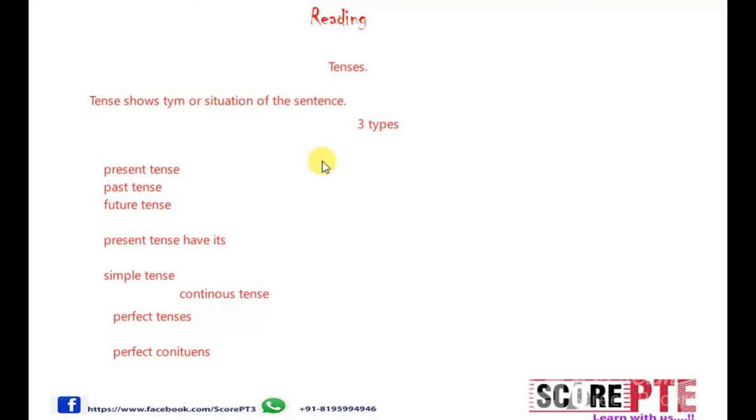Before starting the reading section, we have to familiarize ourselves with these tasks. Why? Because it is the basis of this task. If we don't understand the tenses, vocabulary, subject object verb form, rules, and prepositions, then we are not able to solve the tasks properly, like reorders, fill in the blanks, reading and writing.